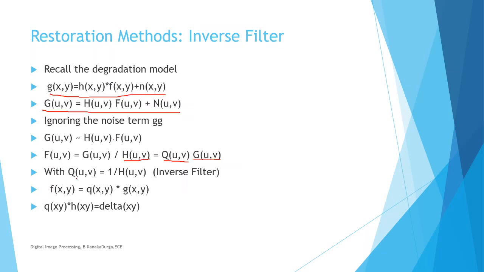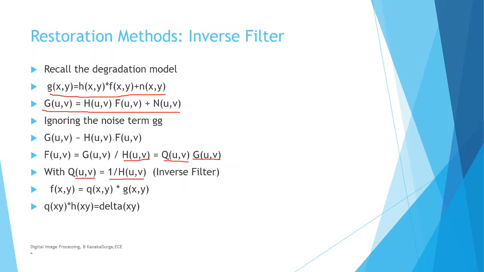So Q of u comma v is equal to 1 by H of u comma v, where H is the function for the degradation. In this, we are considering an inverse of it. That's why we are going to call it the inverse filtering session. So Q of u comma v equal to 1 by H of u comma v is the inverse filtering.